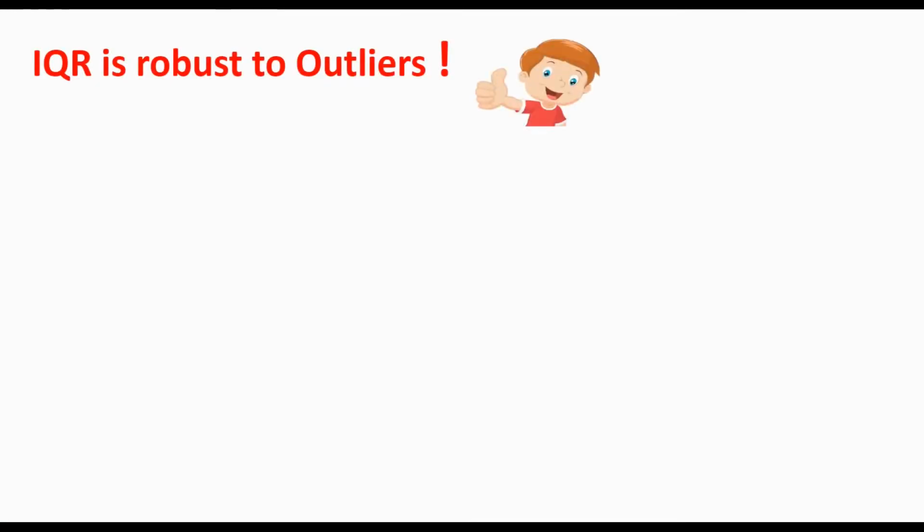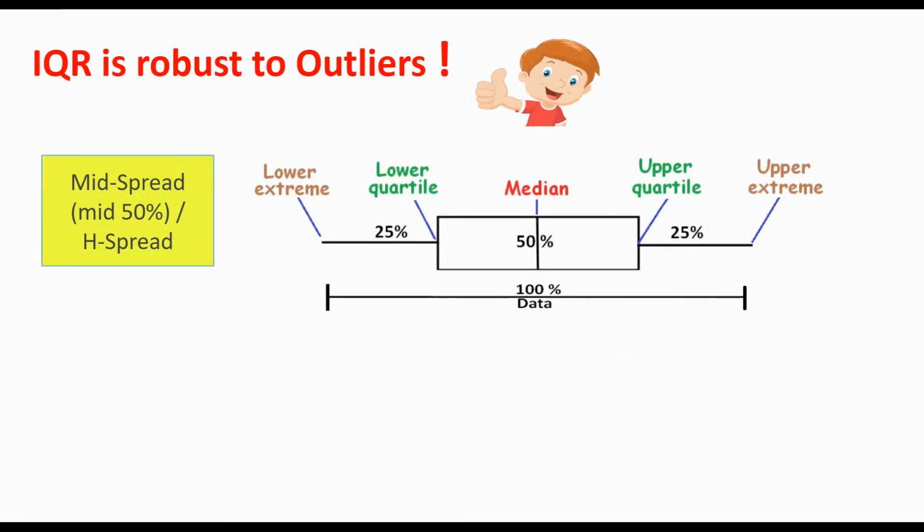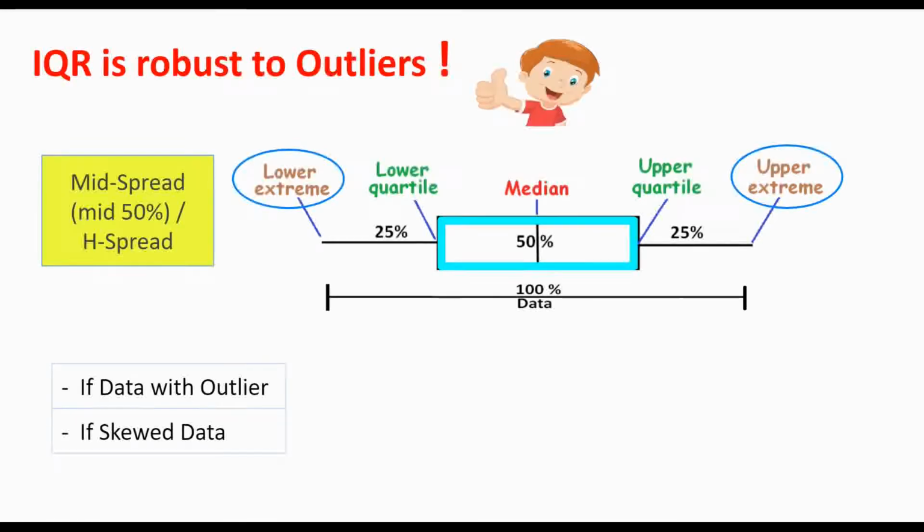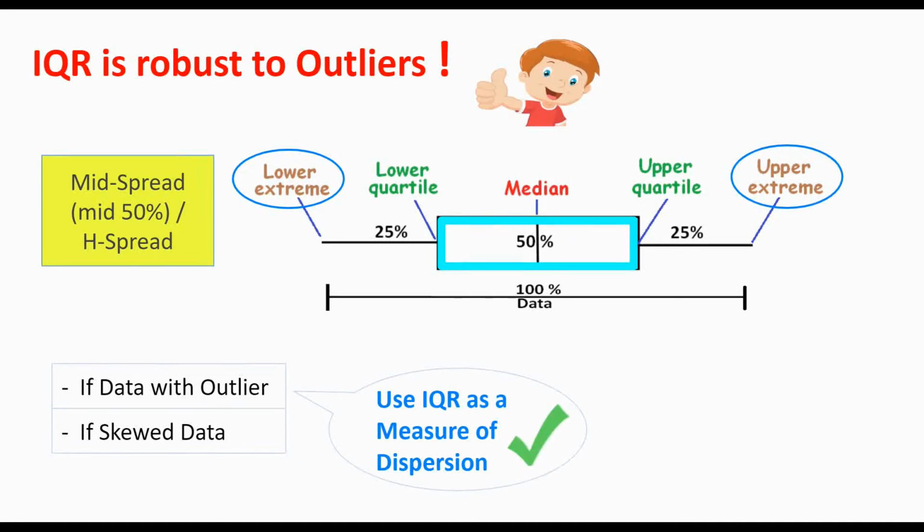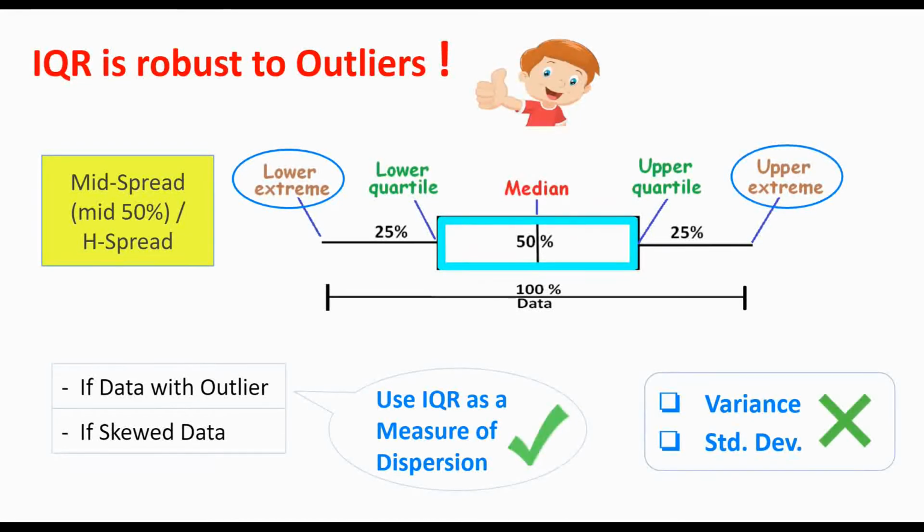Going ahead, IQR is robust to outliers, which is a very good thing. Whenever you see your data set has extreme values, go for IQR as a measure of dispersion. Because, as I said previously, IQR is the spread of the mid 50% of the data, it doesn't consider the lower extreme values or the upper extreme values. So it's obvious that it's robust to outliers. The conclusion is, if data has outliers or if it's skewed data, use IQR as a measure of dispersion. Otherwise, you can go with variance or standard deviation.